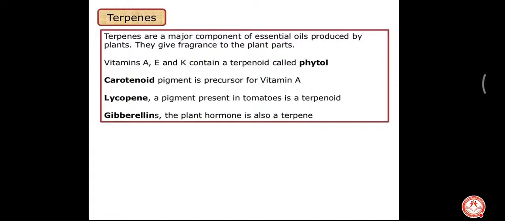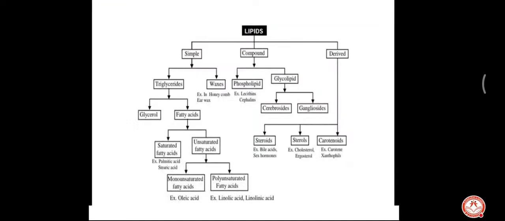They give fragrance to the plant part. Vitamins A, E and K are terpenoids, as is phytol. Carotenoid pigment is a precursor of vitamin A. Lycopene is present in tomatoes. Gibberellin, a plant hormone, is also a terpene. This is an overview of lipids.